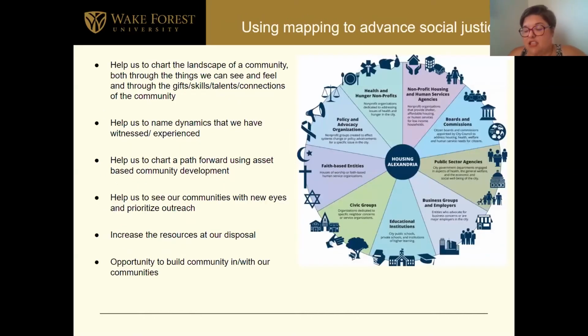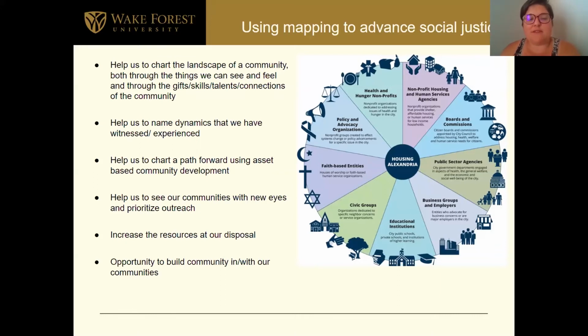So I wanted to share a little bit about mapping strategies because it is something that I think can be really beneficial early on when we're thinking about developing a portfolio of community-based work. This is a hybrid, actually, this map that you see in front of you from an organization called Housing Alexandria that is both an asset and a power map, which is why I like to use it as just an overview of mapping.